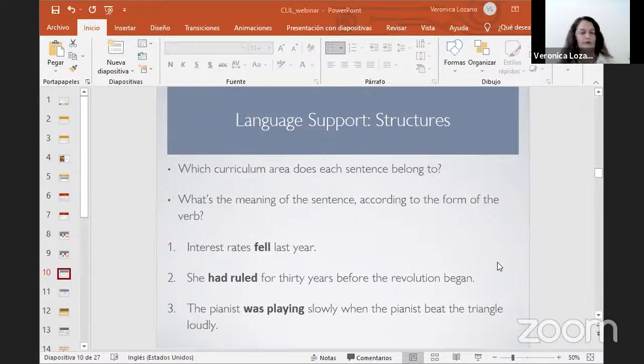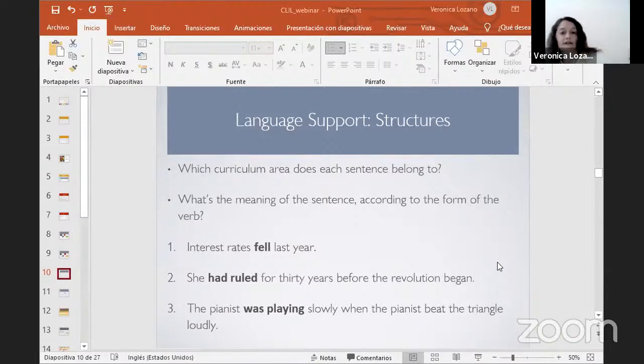Thank you. Claudia. Okay, now number 2, she had ruled for 30 years before the revolution began. That's an easy one. What would be the subject there? What do you think? Okay, history, politics, good, perfect, excellent, great ideas. Good, and then the pianist was playing slowly when the pianist beat the triangle loudly. Arts, yeah, music, arts, very good, excellent, perfect.